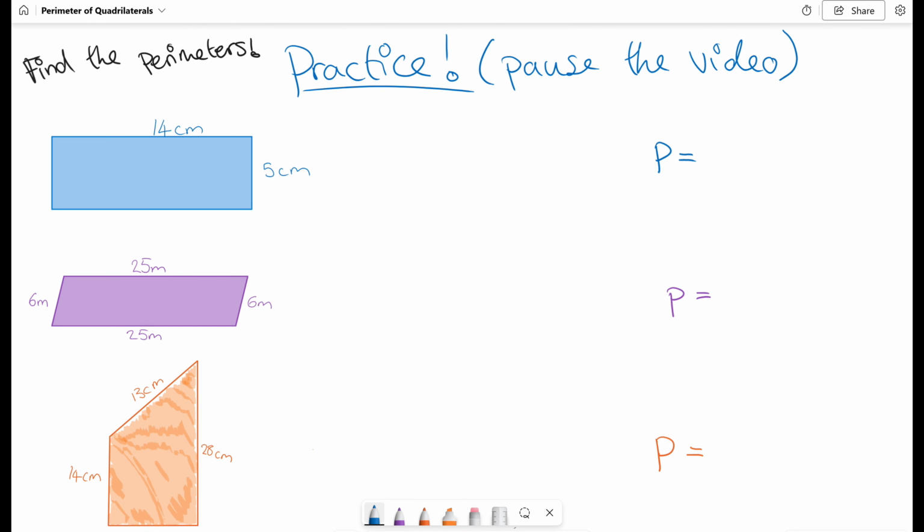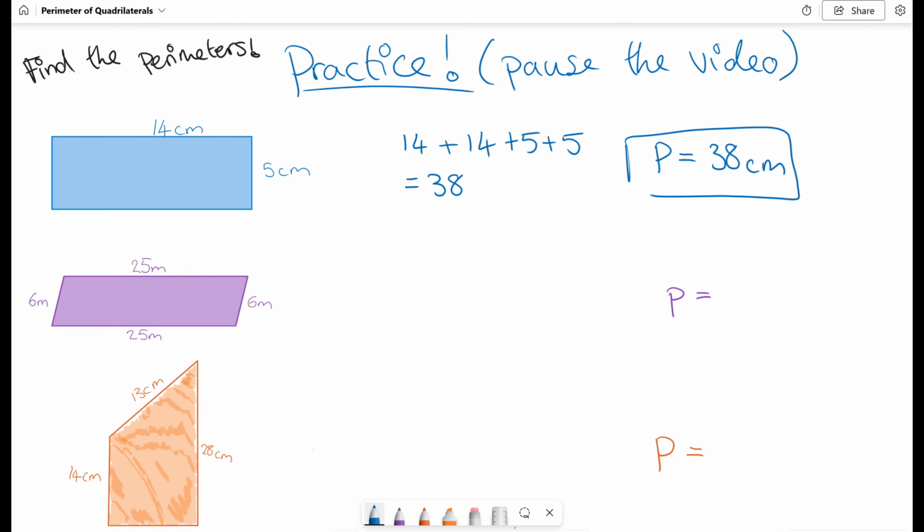Welcome back. Let's get straight into it. So the first one is a rectangle. To find the perimeter, we are going to add all the sides together. So we've got 14 plus 14, which is the opposite side, plus 5 plus 5, which is also the opposite side. This is equal to 38. So our perimeter is 38 centimeters. Remember, no squared because we didn't times anything out.